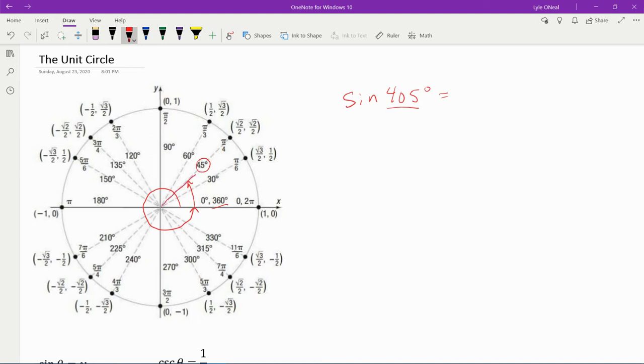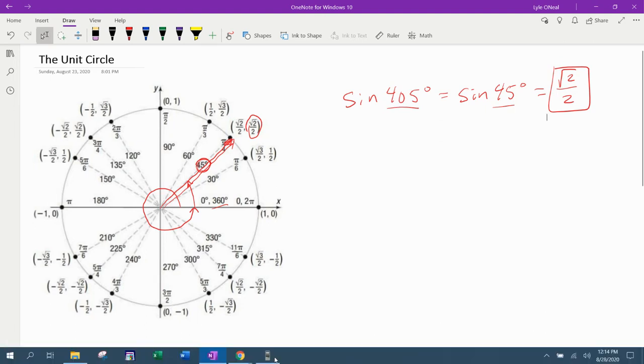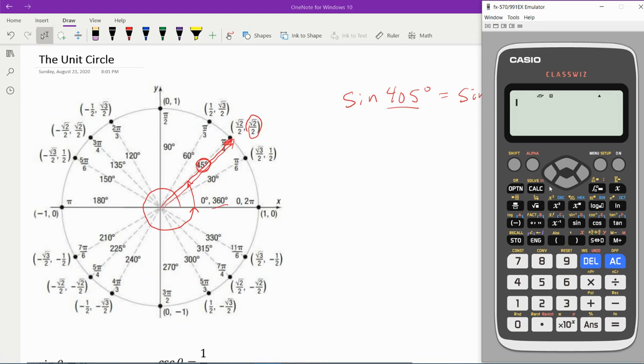Now, 405 stops in the same location as 45. So the sine of 405 will be equivalent to the sine of 45. These angles are not the same, but they do stop in the same spot, and therefore they will have the same trigonometric value. All right, so at this point you should know that sine in the unit circle is y, and so this answer will be square root of 2 over 2. So the sine of 405 will equal the sine of 45, and we're going to prove that using our calculator in degree mode.